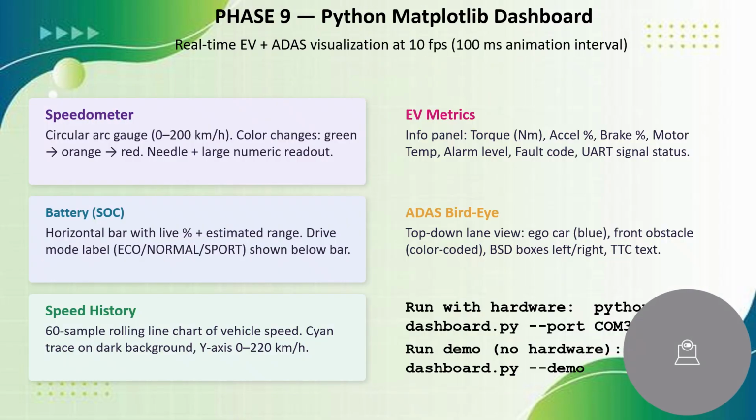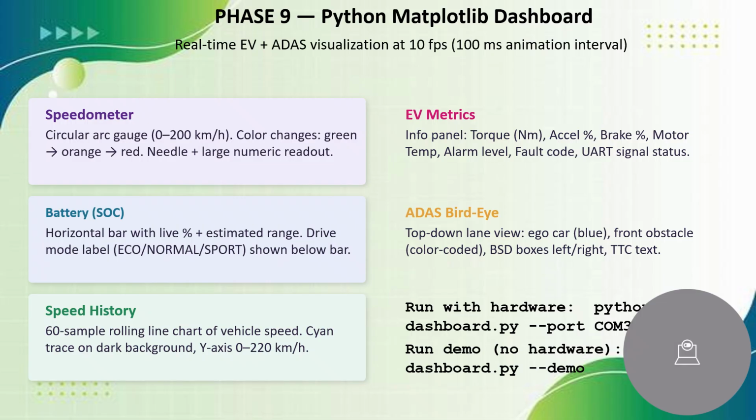And in slide number 10, what happened? Phase number 9, the Python matplotlib dashboard, real-time electric vehicle advanced visualization at 10 fps, 100 millisecond animation interval. So we have the speedometer, a circular arc gauge with color changing green, orange, red, and needle plus large numeric readout. The battery SoC is a horizontal bar with the live percentage plus estimated range, and the drive mode level, eco, normal and sport, shown below.